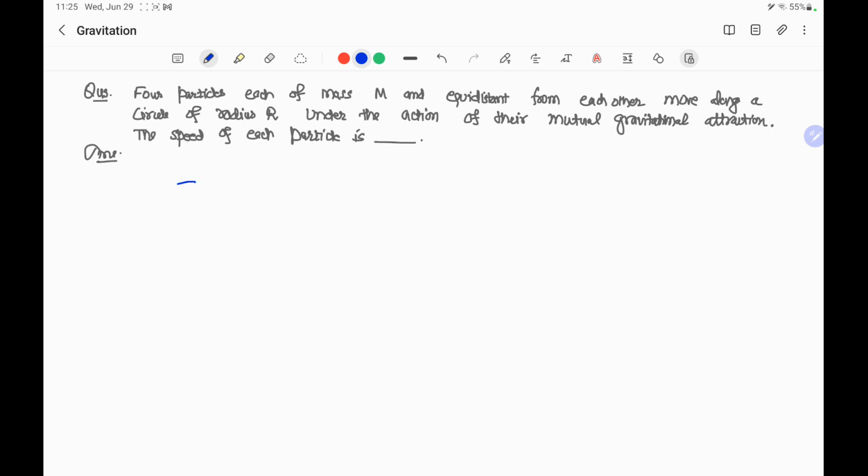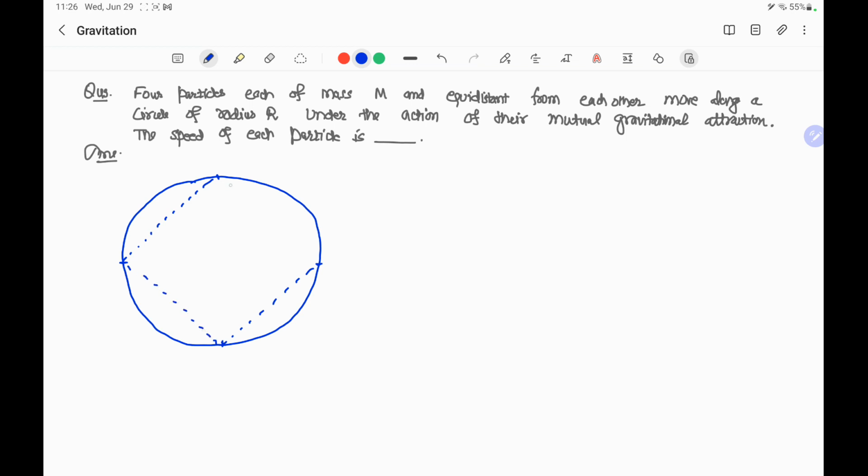So we can make a figure where particles are moving on a circle and these particles are equidistant from each other. So we can see that these particles are actually at the corners of a square. And these particles are in circular motion, so they will have the centripetal force, which is provided by the gravitational force here.